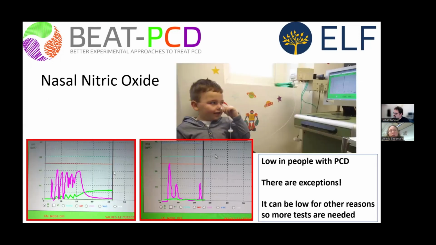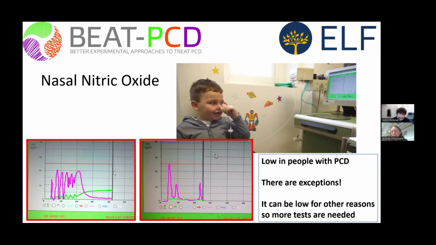The first test that's often done is nasal nitric oxide. And this is just one example of a machine that we have in the Brompton Hospital where I work. There's lots of different machines, but they all kind of work in the same way, that you put this nasal olive into your nose and the machine sucks out some air into the analyzer, and it tells you how much of this nasal nitric oxide gas that you have.